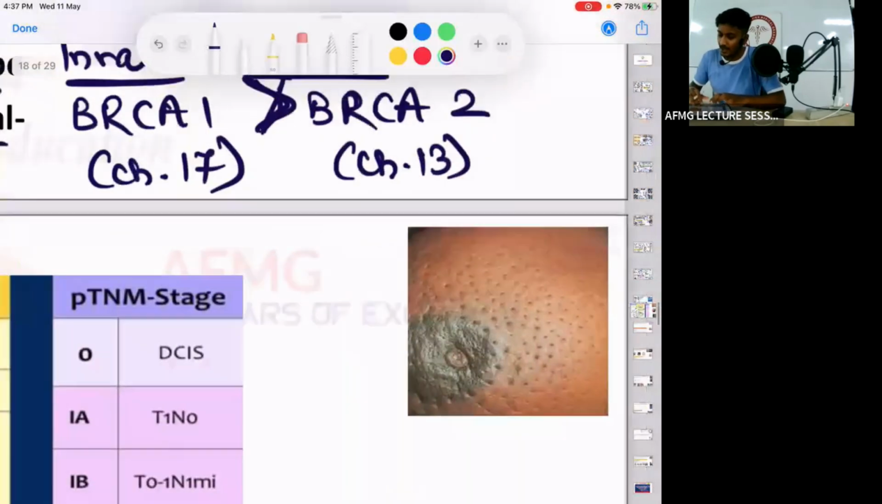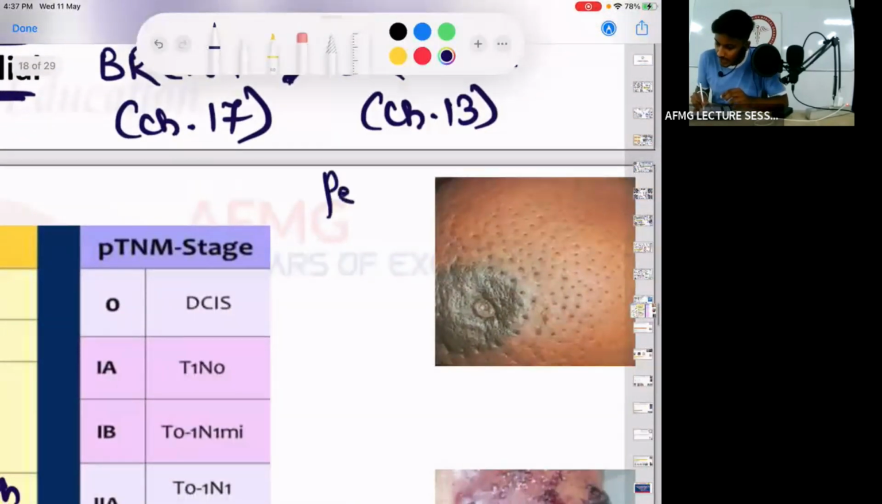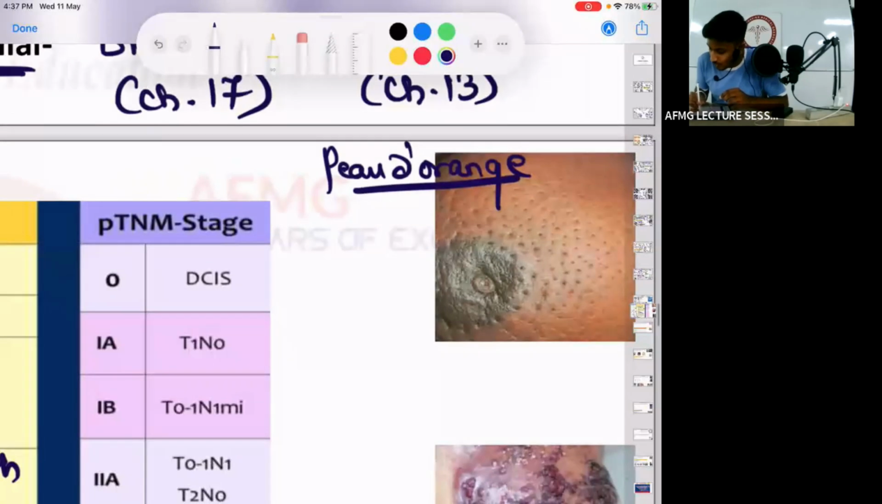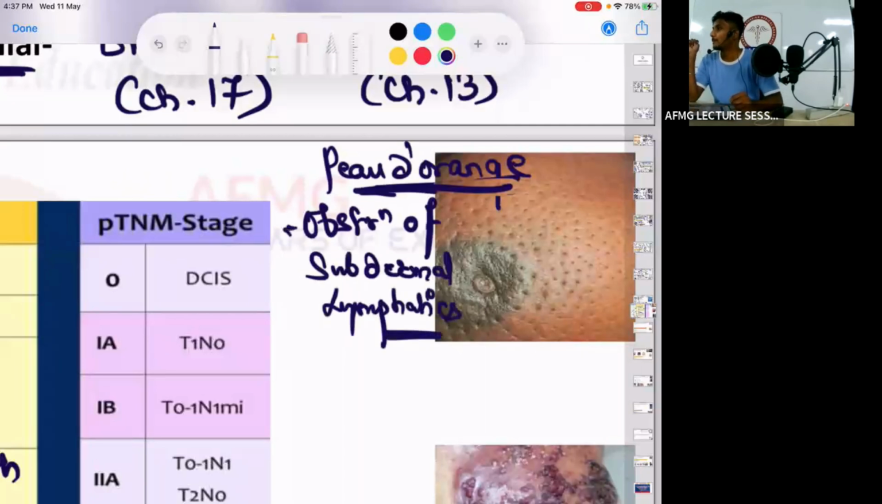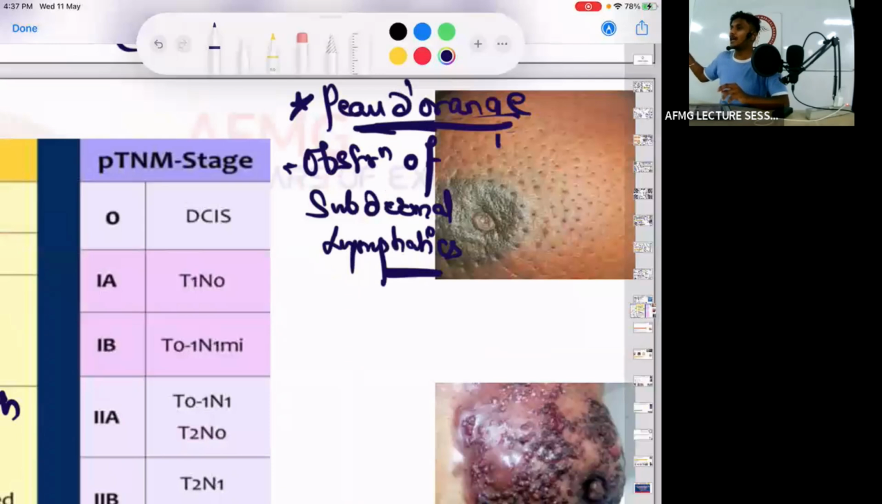Now please tell me what this appearance is called. This appearance is called peau d'orange. It is due to obstruction of subdermal lymphatics. Can it be counted in skin involvement or not? Skin involvement has 2 features: either the peau d'orange appearance or satellite nodules. And it is due to obstruction of subdermal lymphatics.